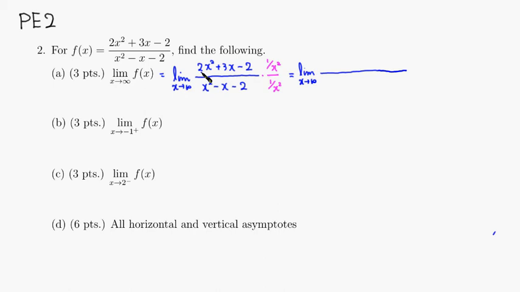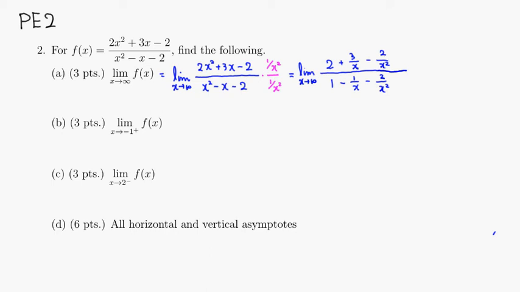Then 2x squared divided by x squared would be just 2. 3x divided by x squared would be 3 over x, because one of the x's cancels out. And negative 2 divided by x squared would be negative 2 over x squared. Let's see, x squared divided by x squared is 1. And negative x divided by x squared would be negative 1 over x. Negative 2 divided by x squared would be negative 2 over x squared.